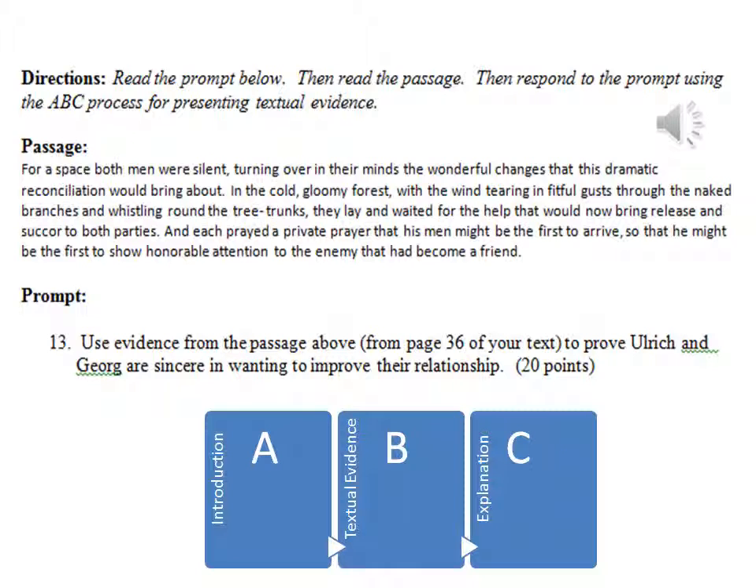The passage reads, for a space, both men were silent, turning over in their minds the wonderful changes that this dramatic reconciliation would bring about. In the cold, gloomy forest, with the wind tearing in fitful gusts through the naked branches and whistling round the tree trunks, they lay and waited for help that would now bring release and succor to both parties. And each prayed a private prayer that his men might be the first to arrive, so that he might be the first to show honorable attention to the enemy that had become a friend.